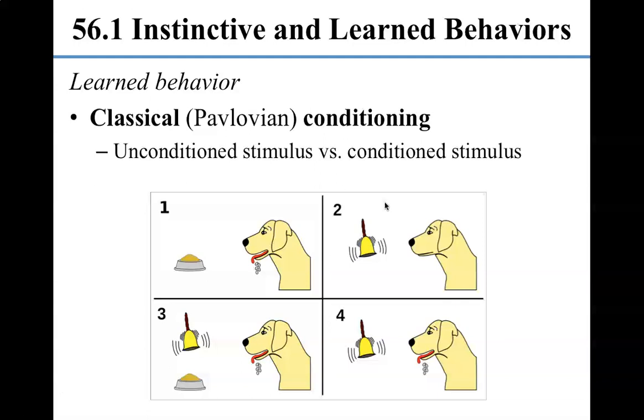So we would call that an unconditioned stimulus. So in other words, they didn't learn to salivate when they see food or smell food. They just do it. It's totally natural. So what Pavlov did was right before he would bring him the food, or when he brought him the food, he would ring a bell. And so when he rings the bell and brings the food, the dog salivates.